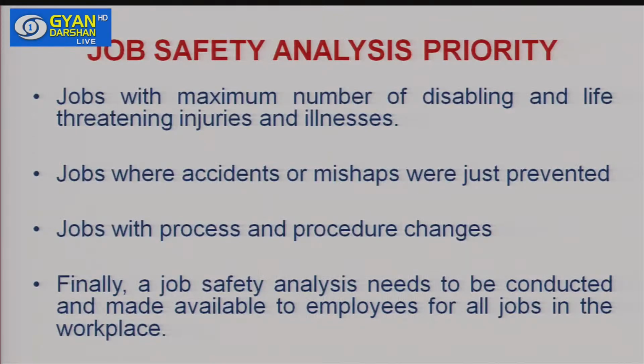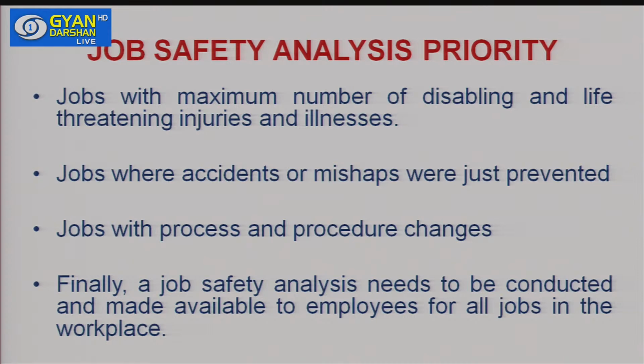So how do we decide the priority for job safety analysis? First of all, we take up those jobs that have the maximum number of disabling and life-threatening injuries and illnesses. So this will be in the topmost place in our priority list, because this is causing the most difficulty to the personnel working there, as well as to the management, because it is causing disabling and life-threatening injuries to the people working. So in the priority list, it has to be number 1.